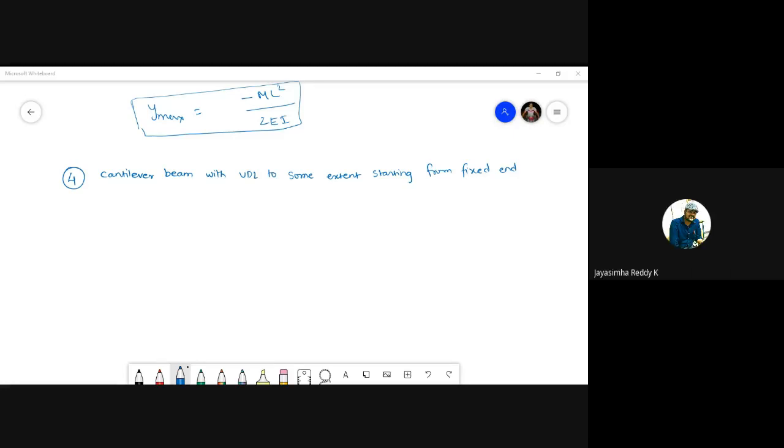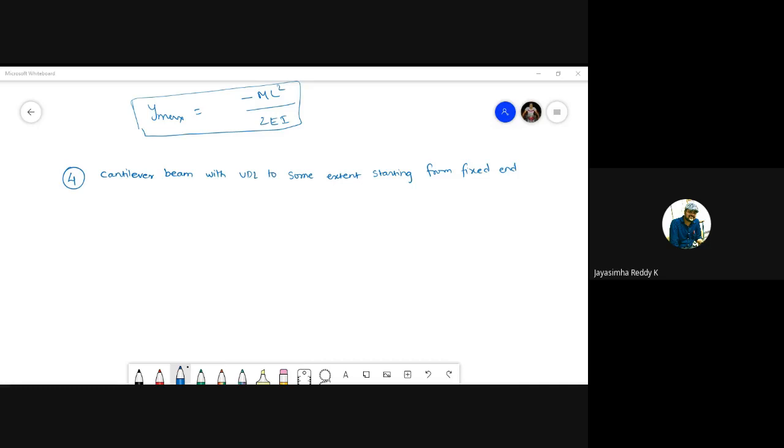All right. So in the previous class, students, we were discussing the double integration method. The double integration method is integrating the elastic curve equation two times to get the slope and deflection. If you integrate once, you get slope, and if you integrate twice, you get deflection. We were discussing different types of loads on a cantilever beam and solving for deflection and slope.